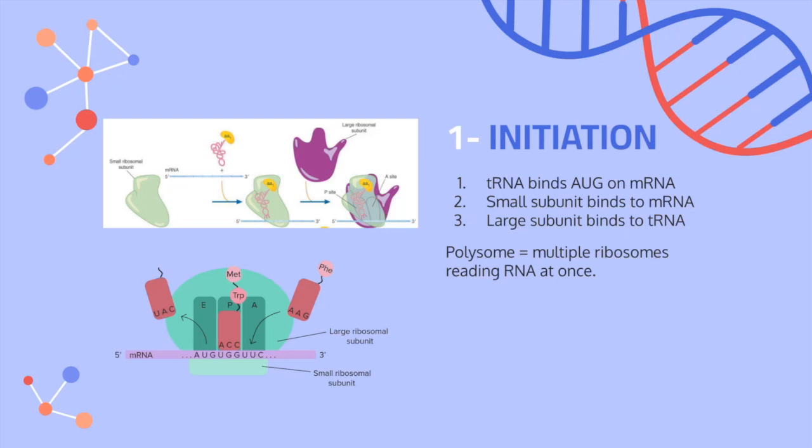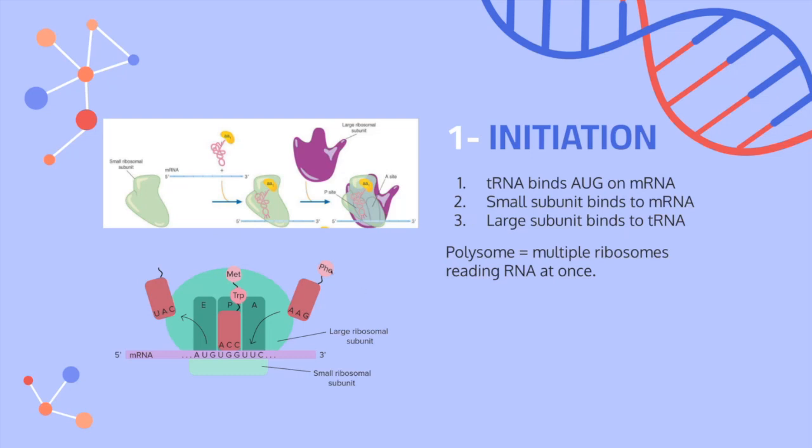All right. Multiple ribosomes can read the same mRNA at once, and this compound of a single mRNA with multiple ribosomes has a name. It's called a polysome.